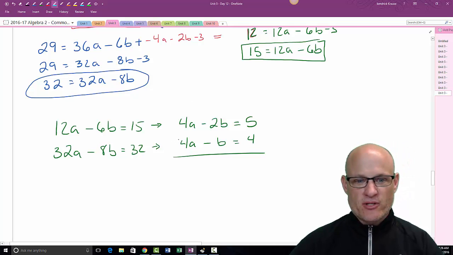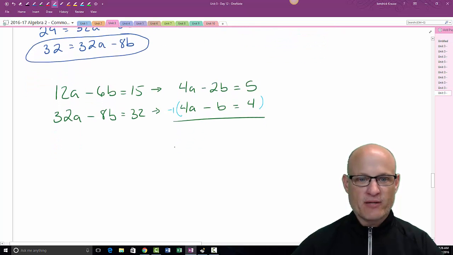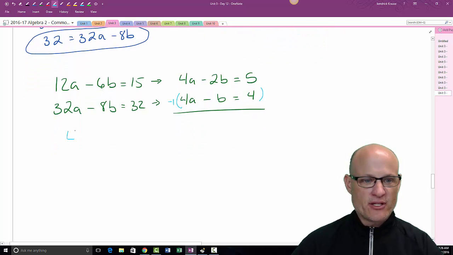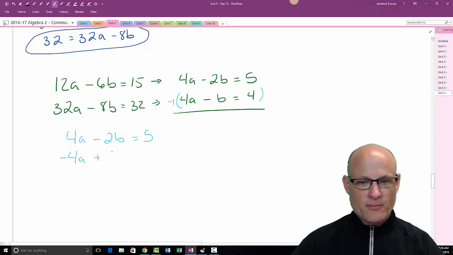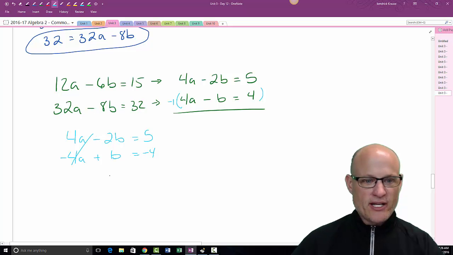So we're going to distribute. Now the second one, we're going to multiply through by -1, because that would give me 4a and -4a. So the first equation doesn't change. Second equation becomes -4a plus b equals -4. These cancel. So I end up with -b equals 1 or b equals -1.